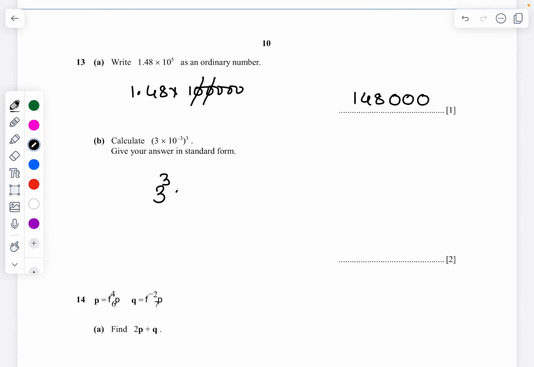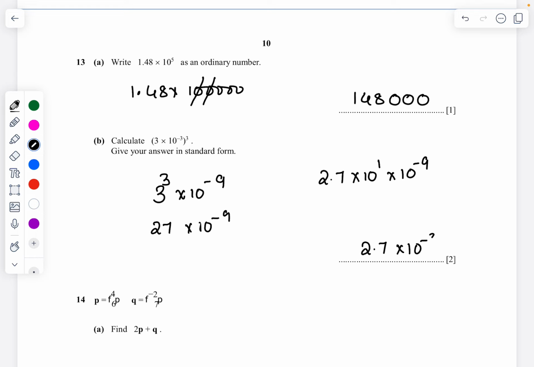Write down this one in the standard form. It will become 3 power 3 times 10 power minus 9. 3 power 3 is 27 times 10 power minus 9. 27 can be written as 2.7 times 10 power 1 times 10 power minus 9. It becomes 2.7 times 10 power negative 8.